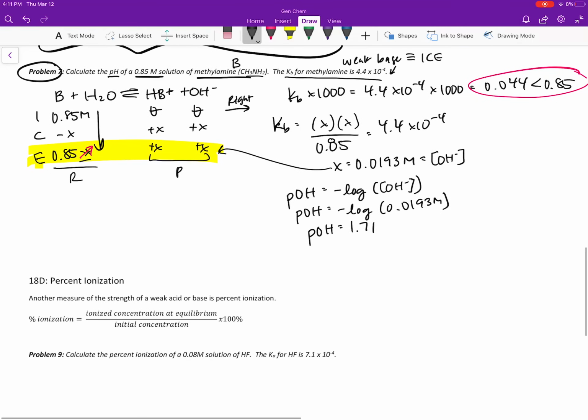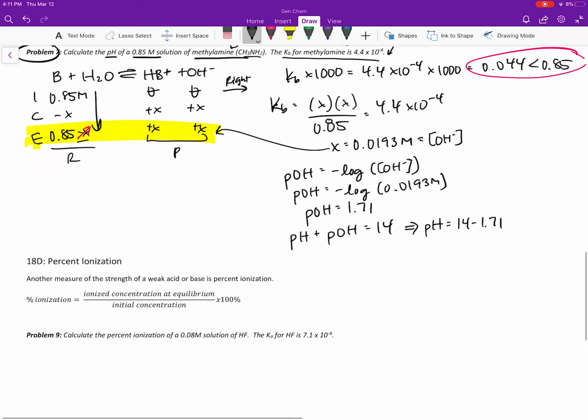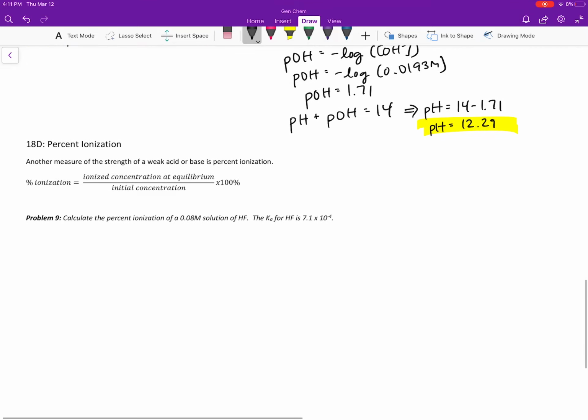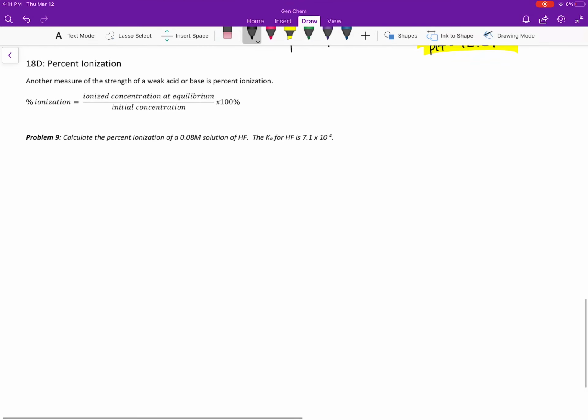Which doesn't answer the problem of pH, but if you remember we learned about another formula in lesson 17, which is that the pH plus pOH is equal to 14. I can plug in the pOH I just solved for and subtract that from 14 to get that the pH is equal to 12.29. Which makes total sense because this is a weak base. Basic solutions, we should expect the pH to be between 7 and 14, and it's 12.29, which agrees with our hypothesis about expected pH.